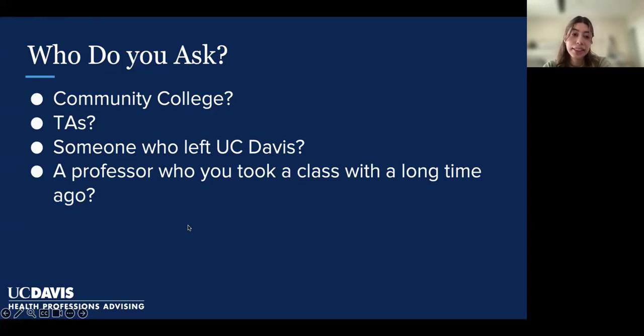TAs are also a really good idea. It's even better if TAs co-sign that letter with the professor you actually took the class with. If you are thinking of a TA, sometimes the TAs are the ones who hold the discussions, so they might know you better, or you might have had better interactions with the TA than with the professor. So again, TAs are a good idea, but make sure that letter is co-signed by the professor as well.